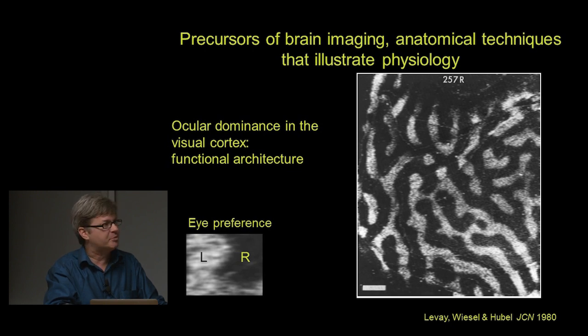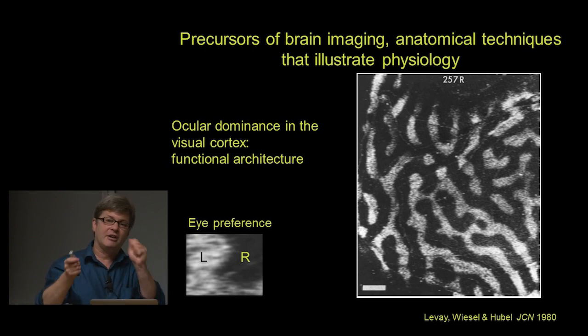I won't tell you the details, but this is a wonderful picture that was taken in the 80s, where the light regions are where input from the left eye is, the dark regions show where input from the right eye is. And you get these beautiful stripes, largely stripes of right eye, left eye, right eye, left eye. That was a lot of work. It was many years trying to demonstrate this one fact. And the field just was hoping for a technique that would allow people to see that in the living brain.